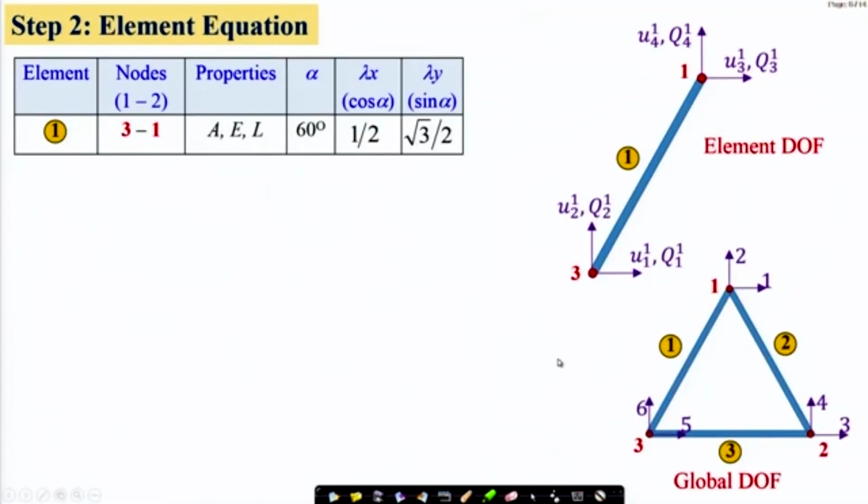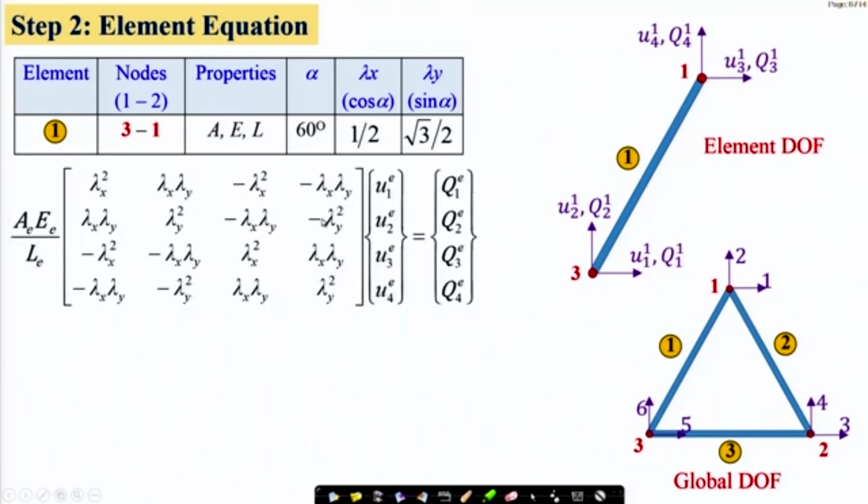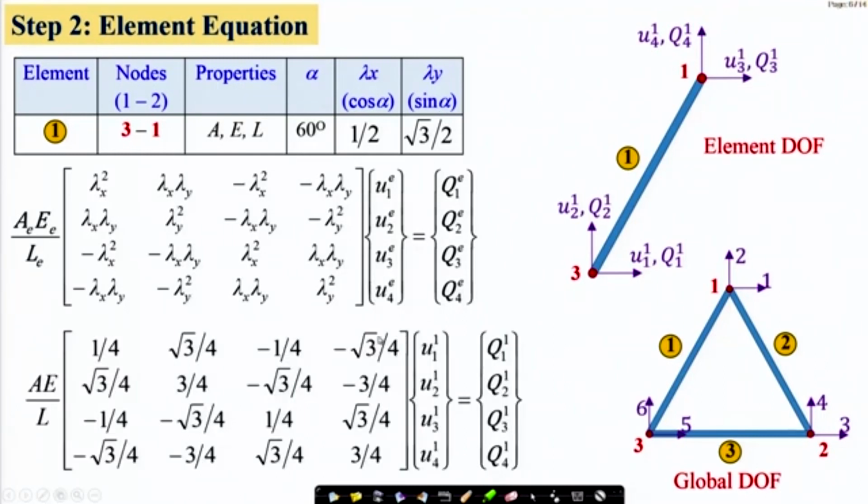This is step 2, the element equation. Let us take the first element. First element is this, and this is the equation we know, and then if we substitute lambda x and lambda y, we'll get an equation like this. So this is for element number 1.